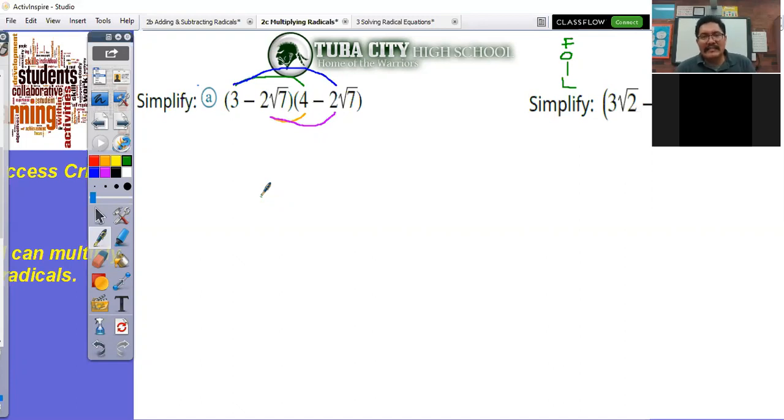But now we can easily see that there are some steps. So FOIL, F stands for first. So that's the first number in each group. In this case here, my first numbers are 3 and 4, which is going to give us 12.